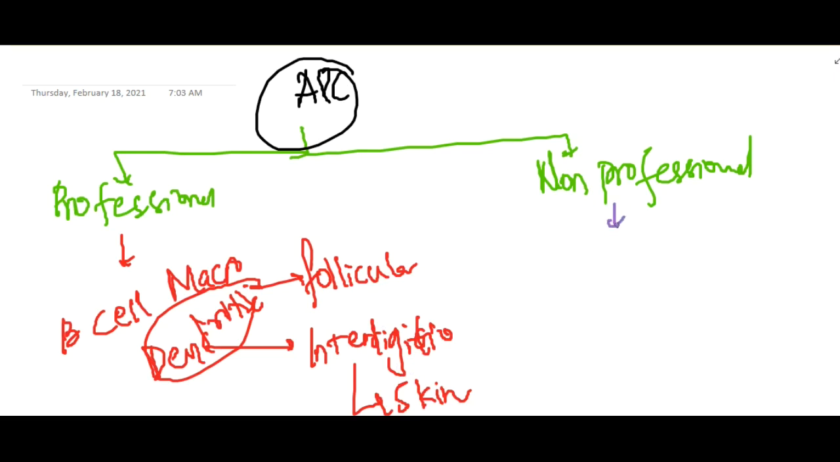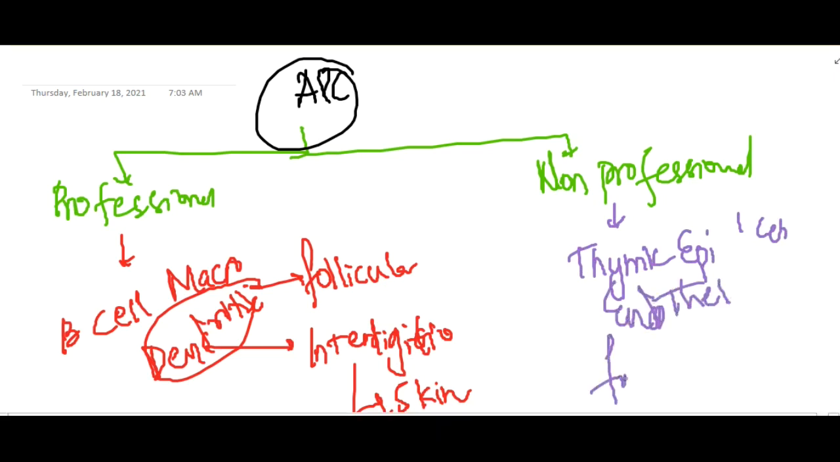Then we have non-professional antigen presenting cells, which are present in thymic epithelial cells, and we have endothelial cells and also the fibroblasts. Now HIV, if you see, the virus HIV mainly resides in the follicular dendritic cells. HIV will reside in the follicular dendritic cells.